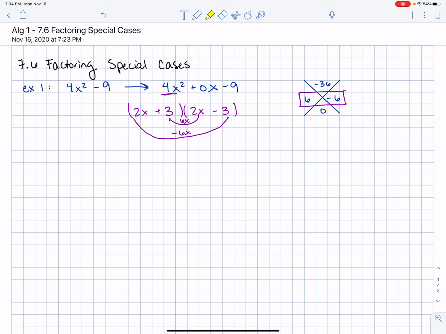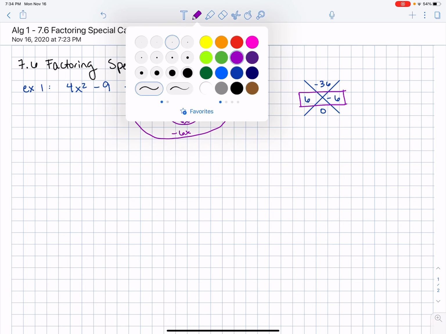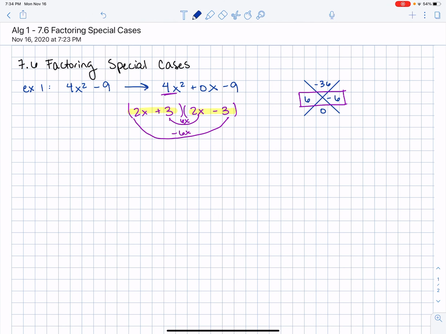So let's look at this. These are kind of the same thing, but one's connected with a plus and one's connected with a minus sign. Let's check it out one more time. I've already used blue. Let's use pink.